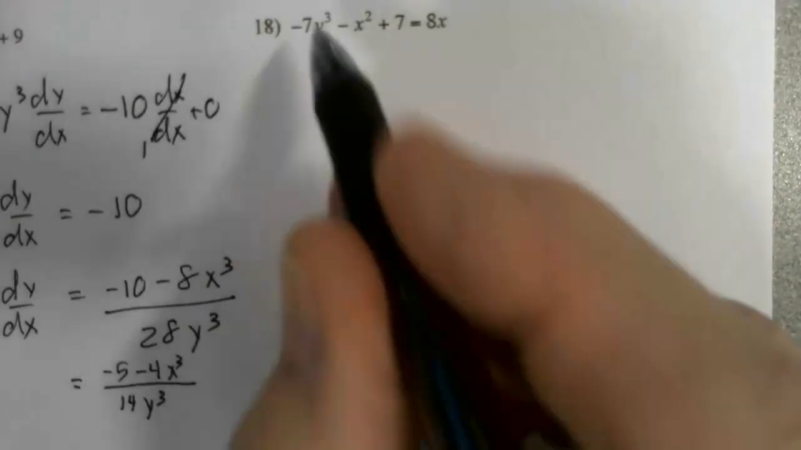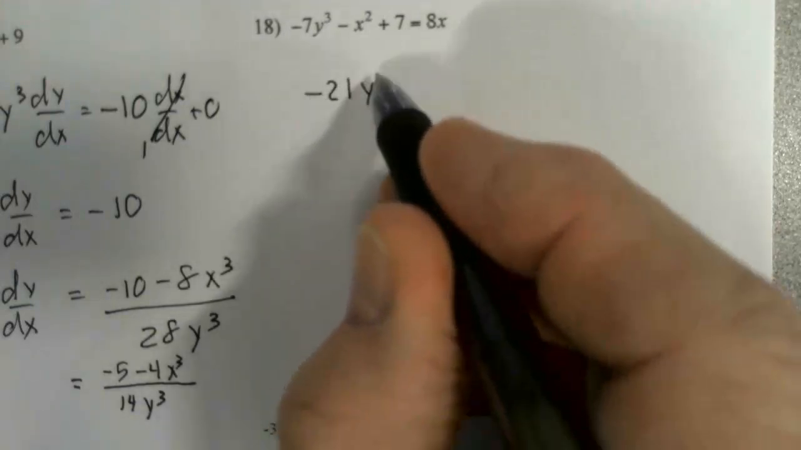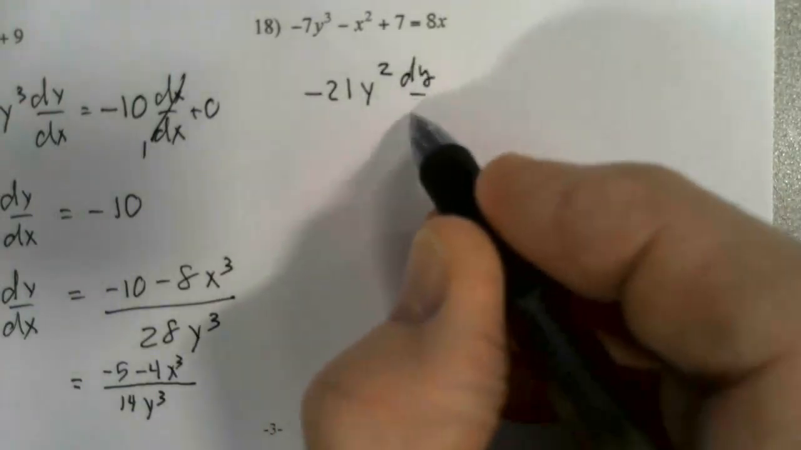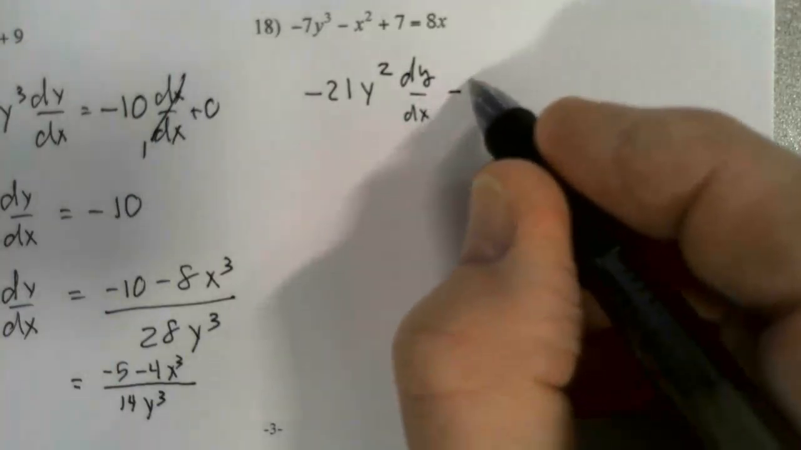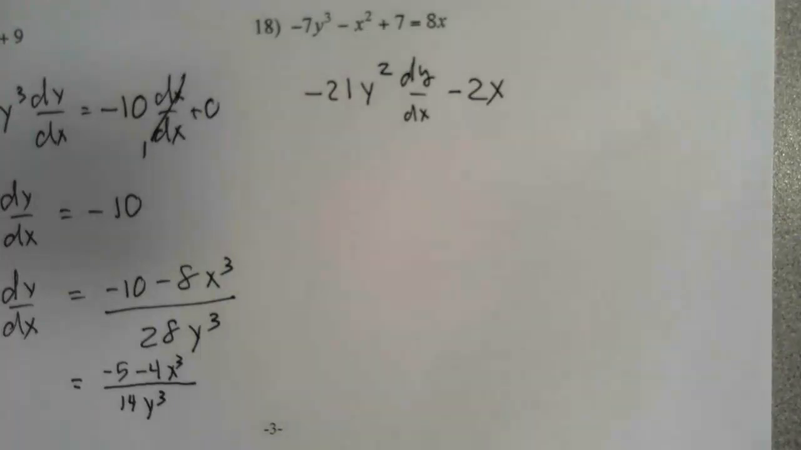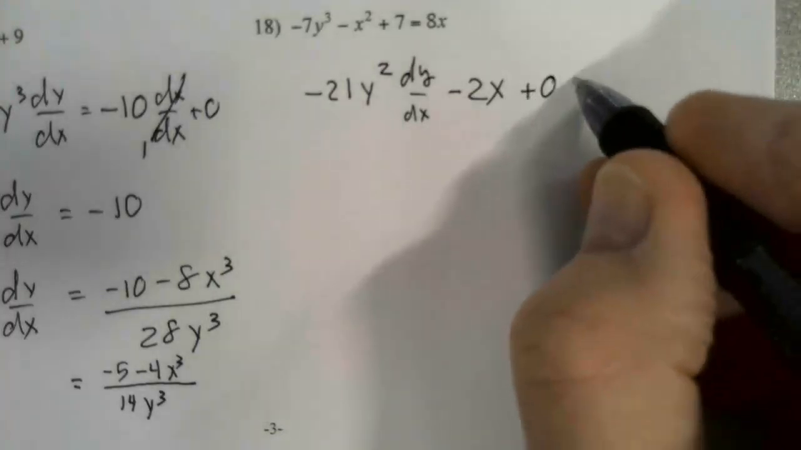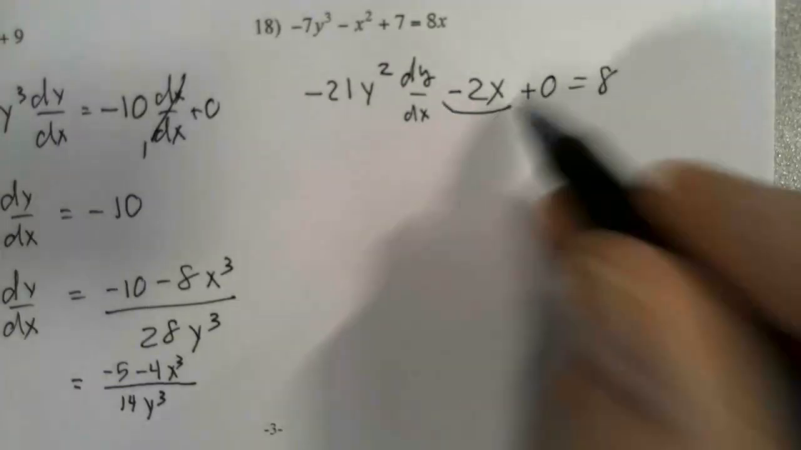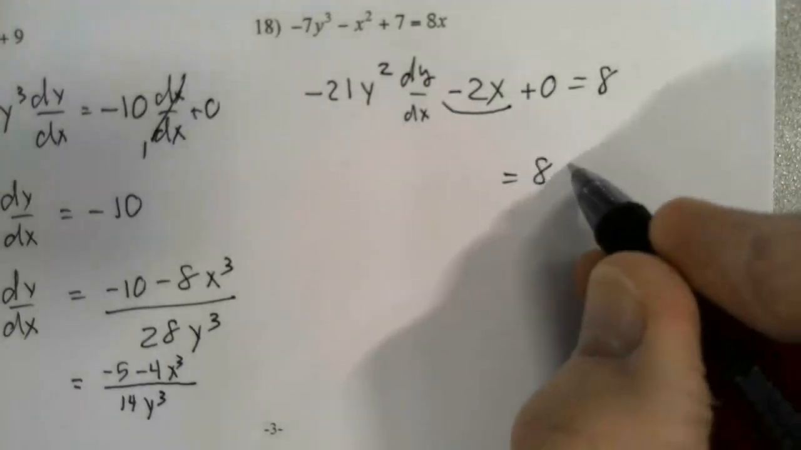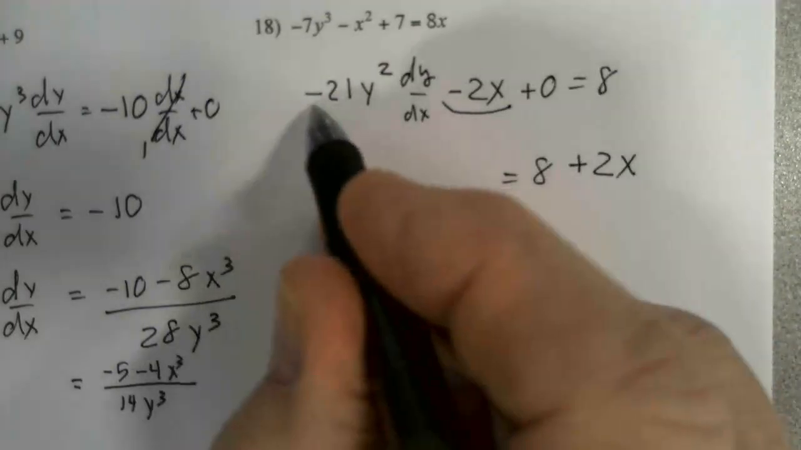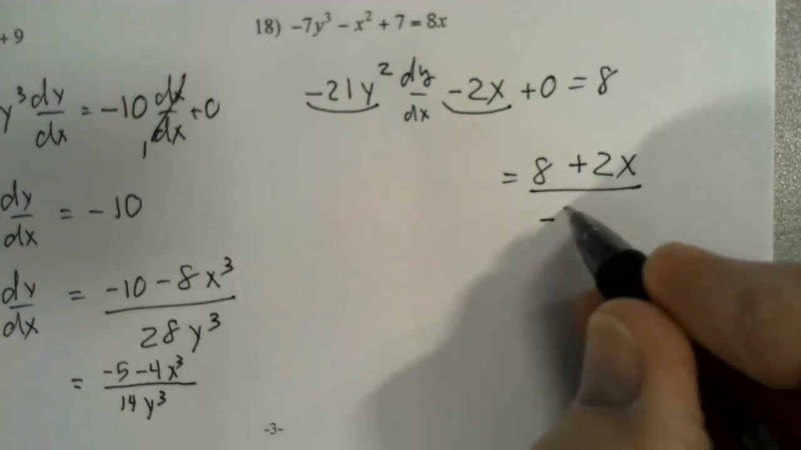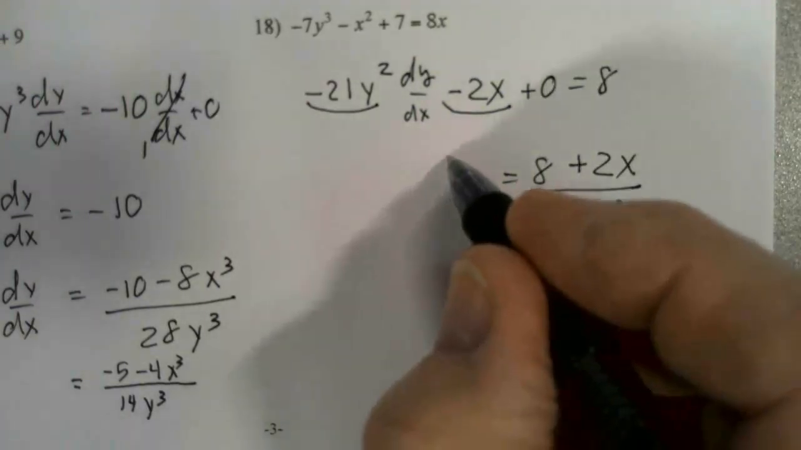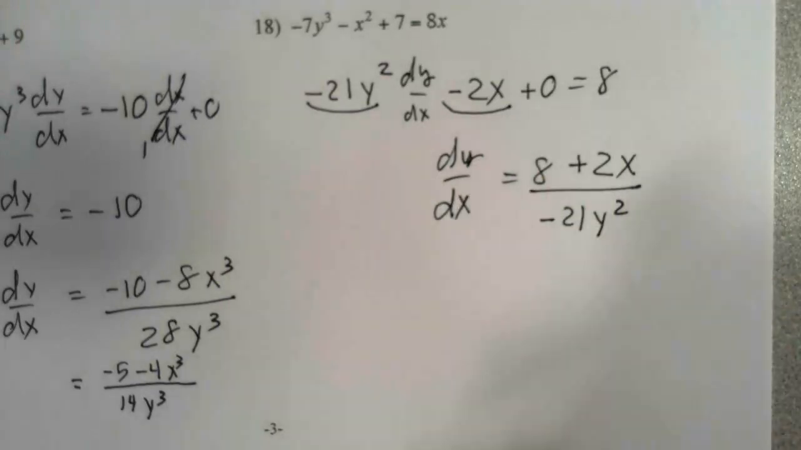All right, so first term becomes negative 21y to the second dy/dx minus 2x, and I'm not going to write the dx/dx, so that's going to be 1, plus 0 equals 8. I'm not going to write the dx/dx because that becomes 0. I need to move this term to the other side. So 8 plus 2x, I'm going to divide by that term, minus 21y squared, and that is my dy/dx. All right, work on the other ones next.